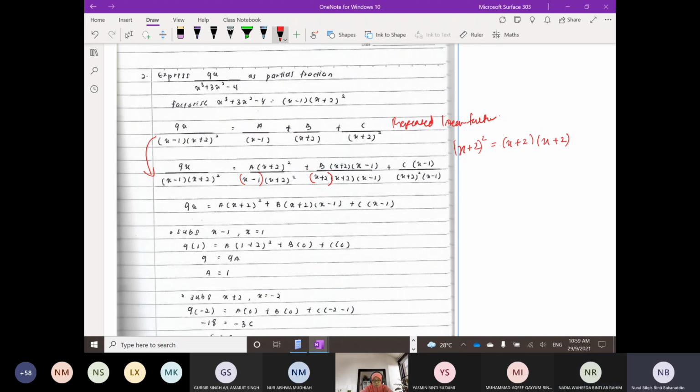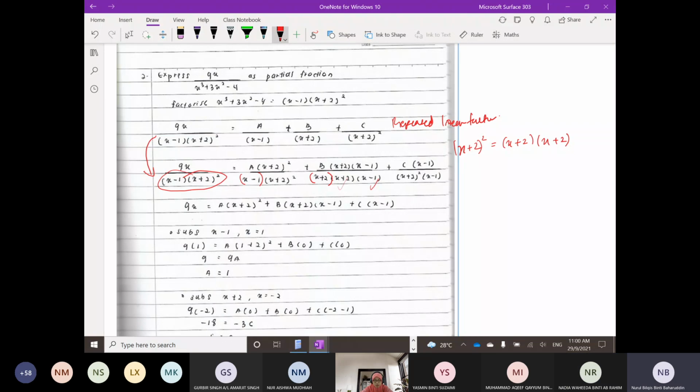So B, we have x plus 2. We already have x plus 2. So what else do we need to put so that it will be the same as the original one? Yeah, x minus 1. Okay, x minus 1. X plus 2.